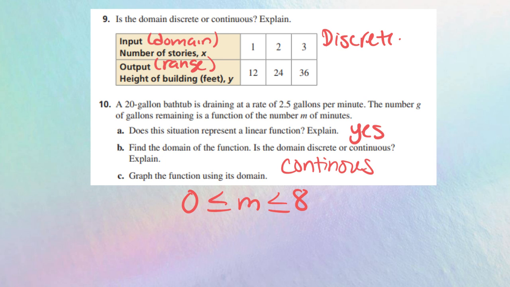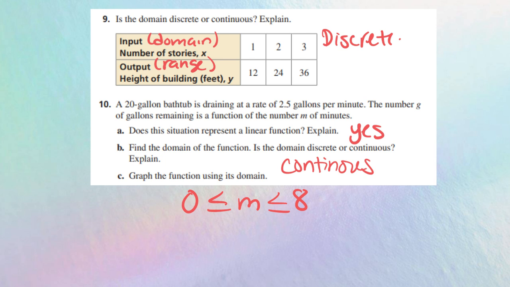What's 2.5 plus 2.5? 5, right? So that means plus 2 more. So 5 plus 5 gives me 10. Plus 5 more gives me what? And plus 5 more gives me 20. So that's 8 minutes.